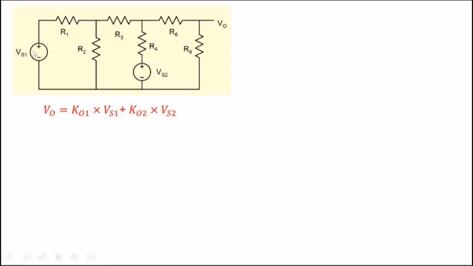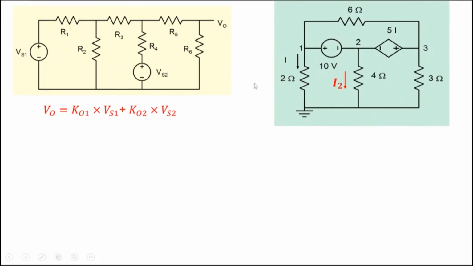If you double VS1, well, this particular part of the term will double. And if you double VS2, this particular part of the term will double here. So V0 is linearly dependent on VS1 and VS2. Well, we can extend this, but note that this is only true for independent sources. This is not true for dependent sources.